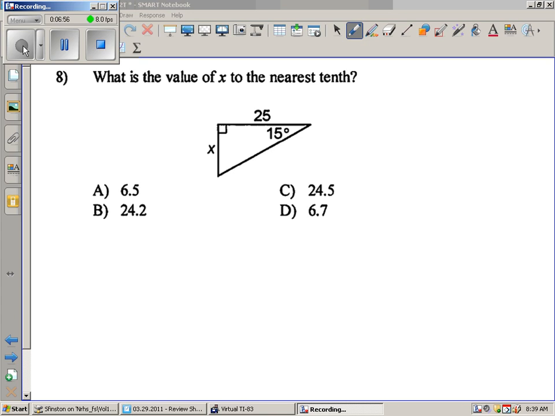Find to the nearest tenth how much the side x is. So, I was going to write sine just out of nowhere, but let me label this up. Yeah, Jess, this is 10.